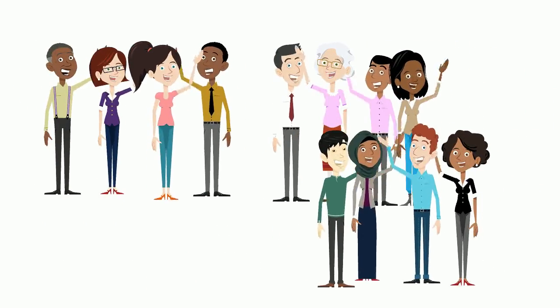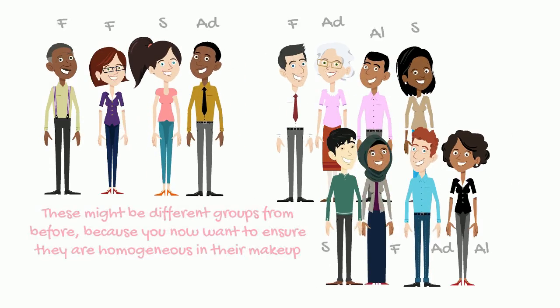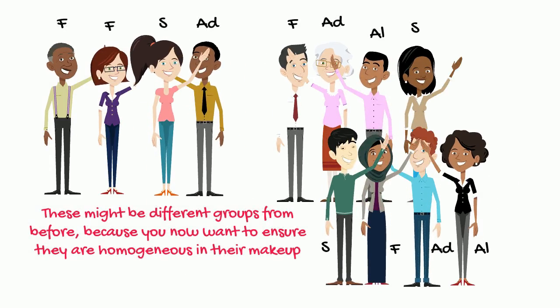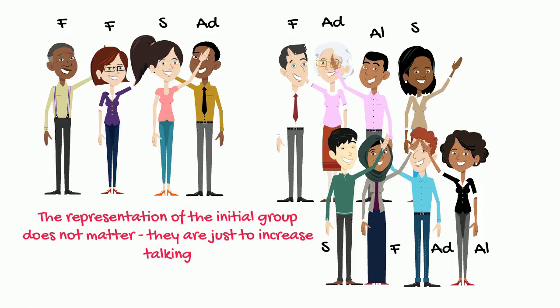Now divide the group into 3 different subgroups with a balanced mix of the participants: faculty, administrators, students, and alumni. These might be different groups from before because you now want to ensure that they are homogeneous in their makeup. The representation of the initial group doesn't matter because the purpose is just to increase the amount of talking among the participants.